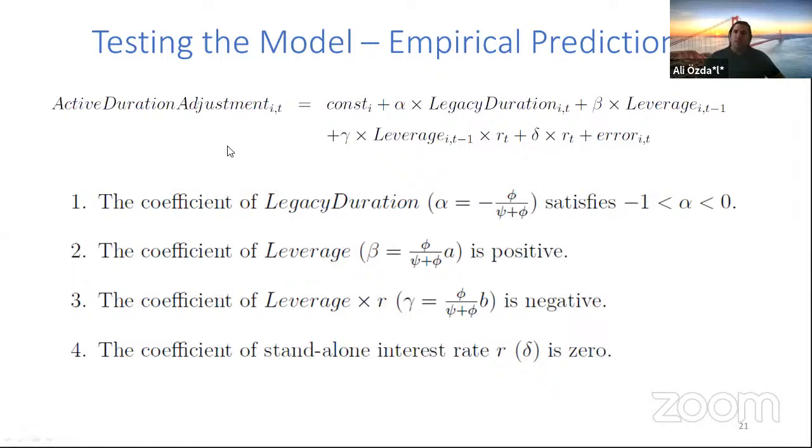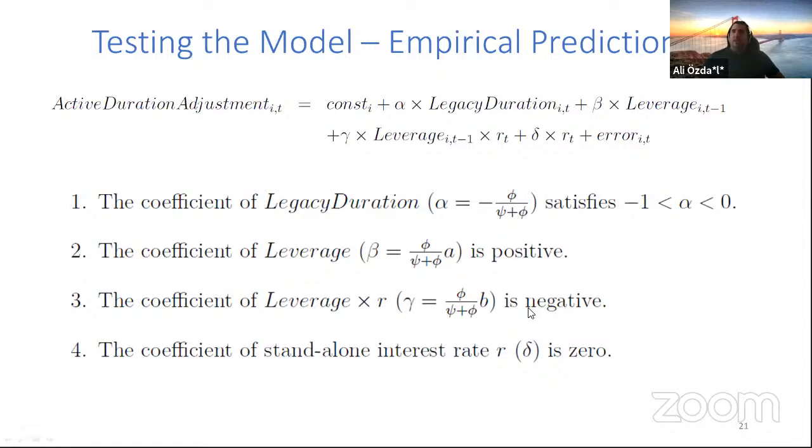And the model has very strong predictions regarding what these coefficients should be. The first prediction is that the coefficient of the legacy duration should be a negative number between 0 and minus 1. The coefficient of leverage should be a positive number, and it is related with the speed of adjustment again. But most importantly, the coefficient of the legacy duration directly gives us the speed of adjustment. And the coefficient of leverage times interest rate should be a negative number.